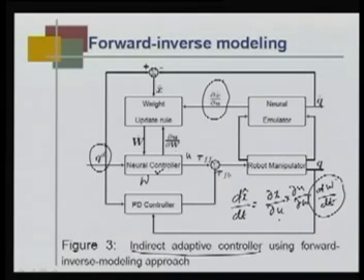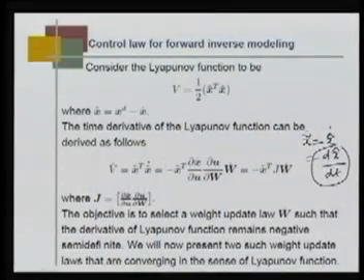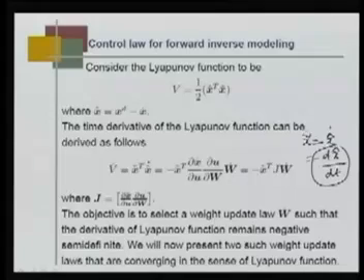Now we have to find out what this dw by dt should be, such that the whole system is Lyapunov stable. Lyapunov stable means that if I consider this to be a Lyapunov function, the rate derivative of this function V dot has to be negative definite. If I can prove that this is negative definite, then this is a stable controller. Here I have defined J to be this quantity, the Jacobian. The objective is to select a weight update law w dot such that the derivative of the Lyapunov function remains negative semi definite. We will now present two such weight update laws that converge in the sense of the Lyapunov function.